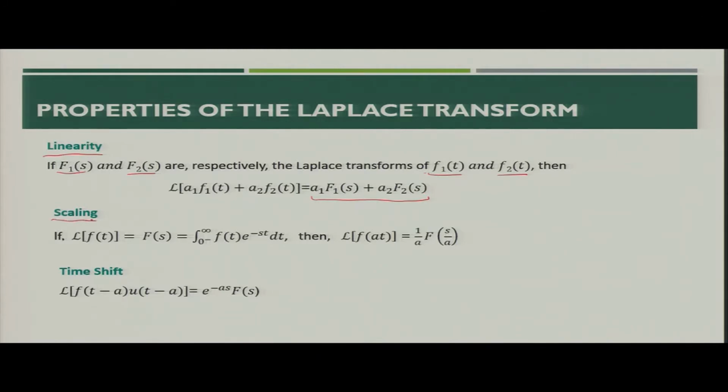Similarly, for scaling, the Laplace transform of f(at) will be equal to 1 by a into the Laplace transform of f(t), where you replace s by s by a. So, this Laplace transform would be nothing but a function of s by a.